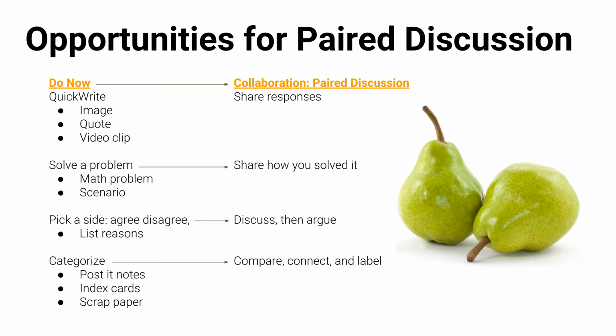Quick write is a super common do now. This is when a teacher provides a question related to an image. It could be related to a quote or even a short video clip. The students respond to that question in writing, maybe in a journal or just on a scratch piece of paper. And later on, when you have that turn and talk, they could share the responses that they wrote down.